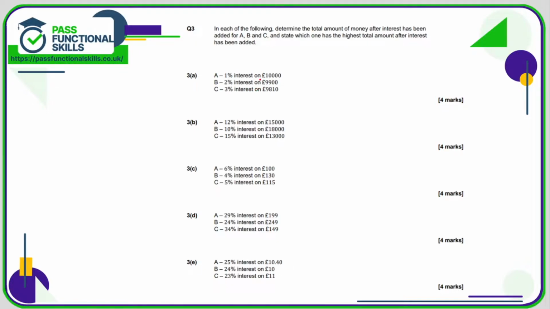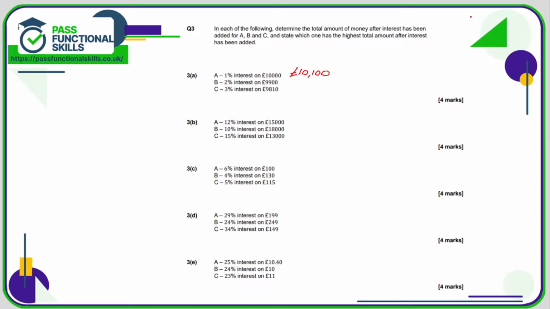So for question number 3, we need to determine the total amount of money after interest has been added for the 3 options, and then state which one has the highest total amount after we've applied the interest. So 3A, 1% interest on £10,000. The calculation is 10,000 times 1.01, and that comes to a total of 10,100.